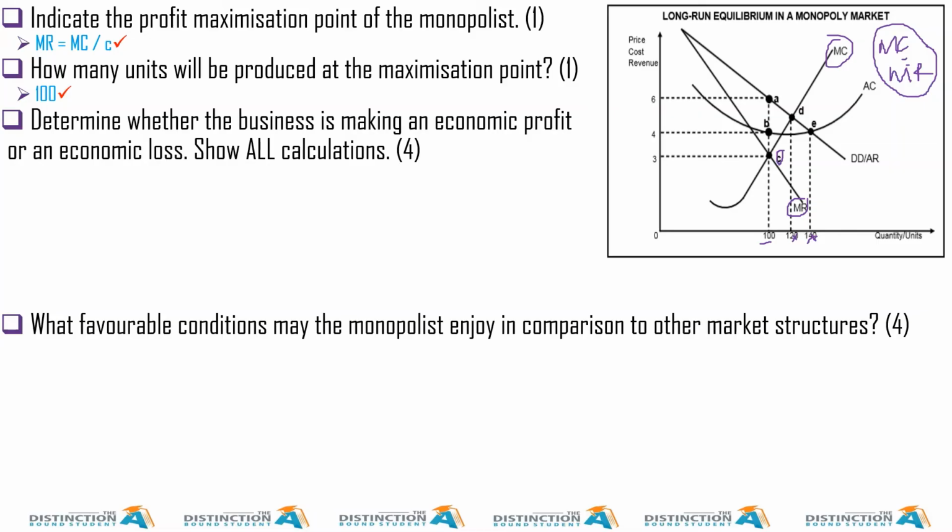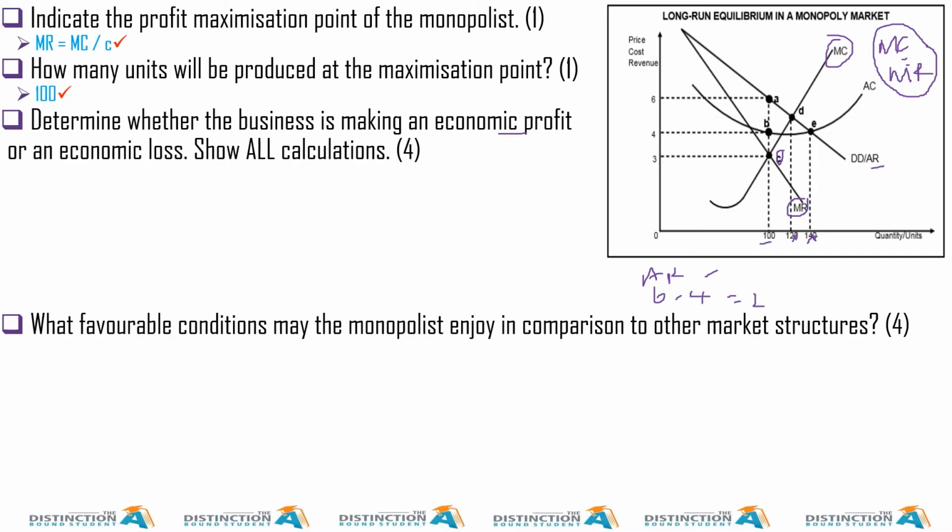So there we have it. That will be at 100. Then determine whether the business is making an economic profit or economic loss. Show calculations. All right, so in this case, our AR, that's what we look at. So AR minus, our AR is 6, and minus 4. Okay, so if we say 6 minus 4, what do we get? We get 2. So this 2 here is already showing us that the firm is making an economic profit.